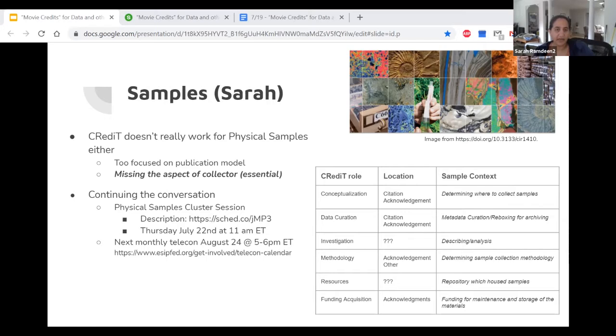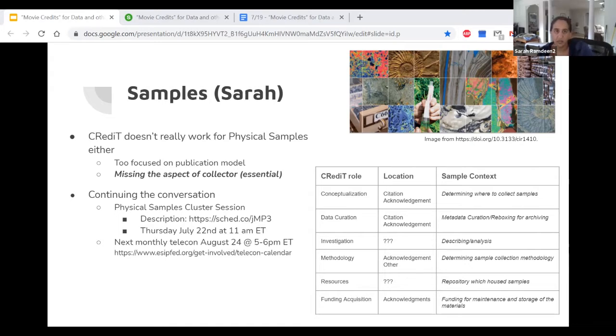And I'm not going to get into a full discussion here just because I'm aware of time, but we are trying to pick up this conversation in the physical samples cluster. And so we have a session on Thursday at 11 a.m. Eastern. So if you're interested in this topic specifically related to physical samples, I invite you to join our session on Thursday where we can get into a more in-depth conversation there.